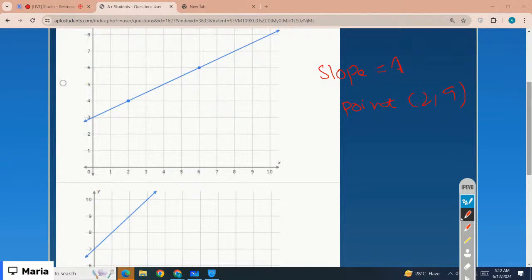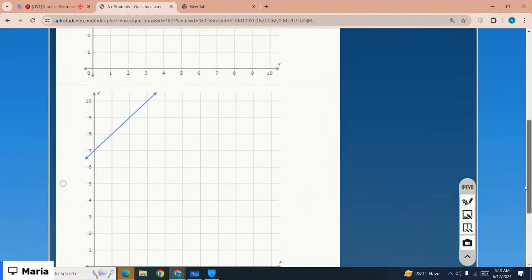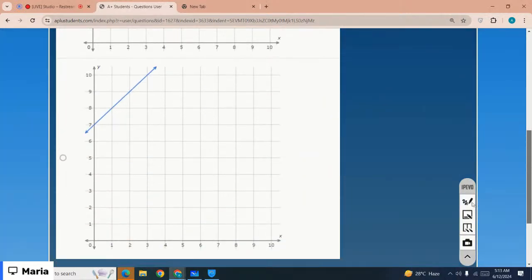The correct option is option number 2, right? Because you can see here the point. X is 2, y is 9. Here is the point (2, 9). You can see here, here you have 2 and here you have 9. And the slope is x is 1 and y is 1. So here is the other point (1, 1), right? So option number 2 is the correct option, not 1.